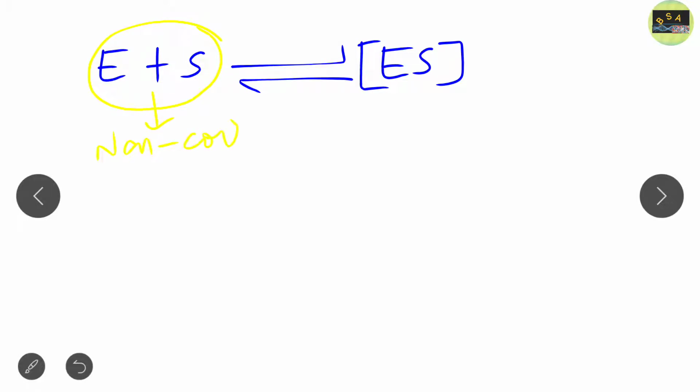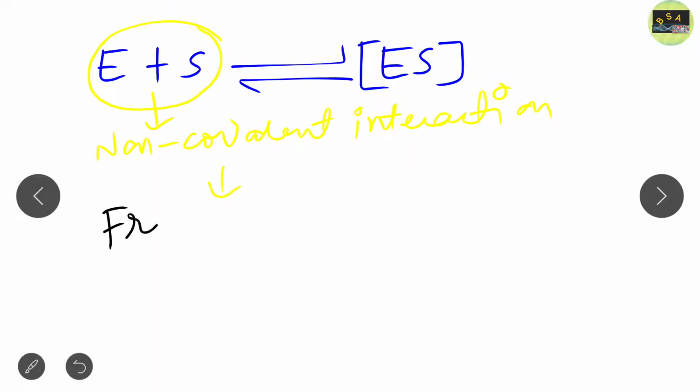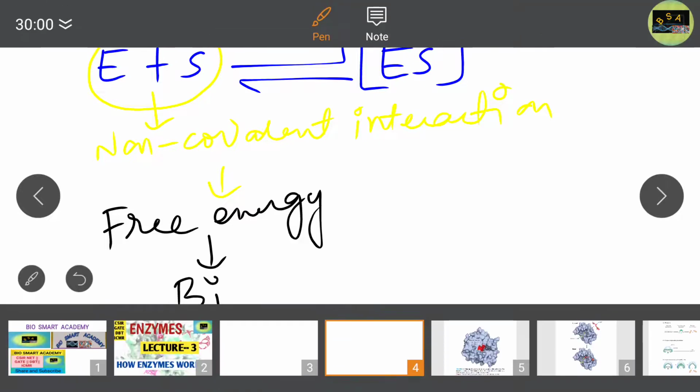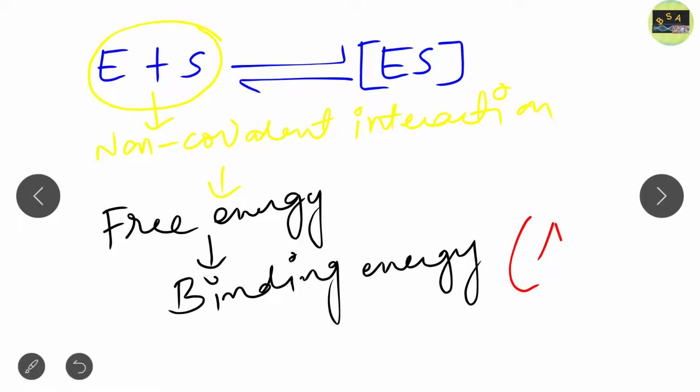Non-covalent interaction. Clear? And whenever there is an interaction, some amount of energy is released, and here that energy is known as free energy, and that free energy is known as binding energy. This binding energy can be written as delta G B. So in this way binding energy is released.